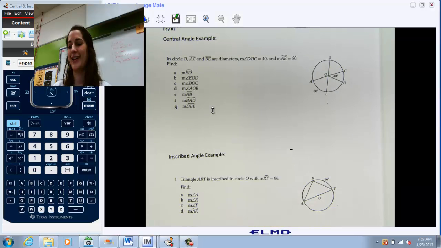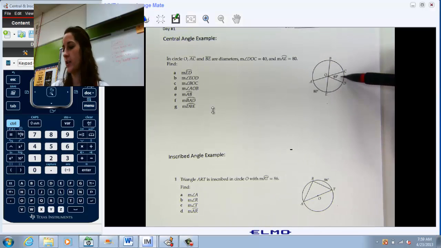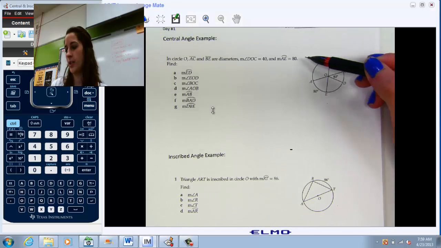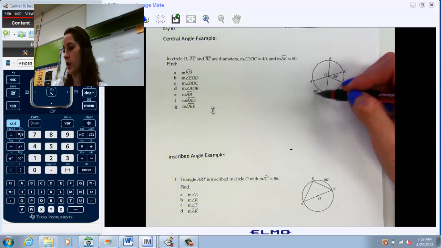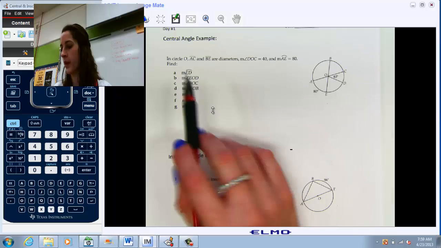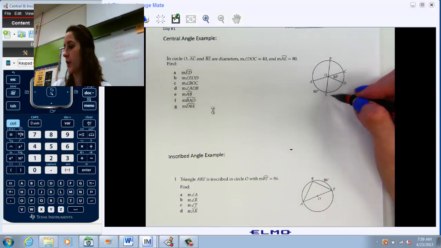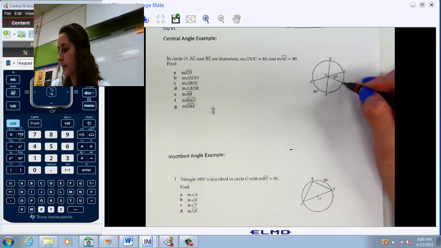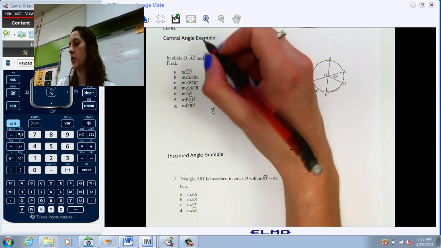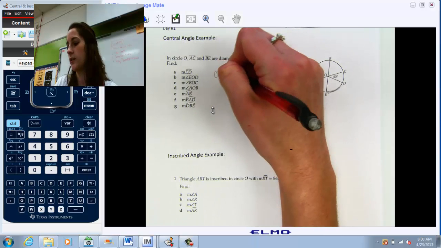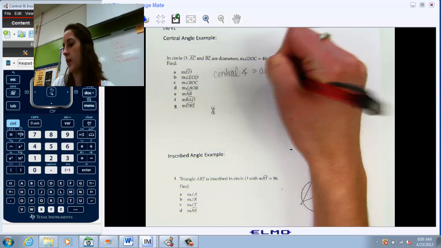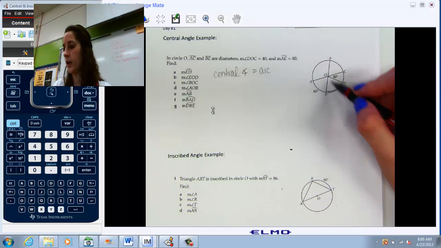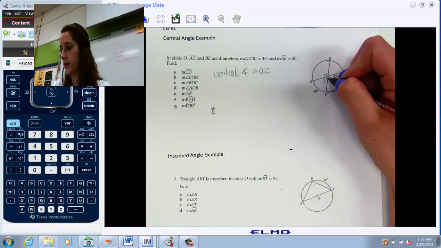In circle O, AC and BE are diameters. Measure of angle DOC is 40 degrees, and the measure of arc AE is 80 degrees. So they have that filled in for us. So we need to find the measure of arc ED. So we know that the central angle is equal to the arc. So here, angle AOE would be 80 degrees.